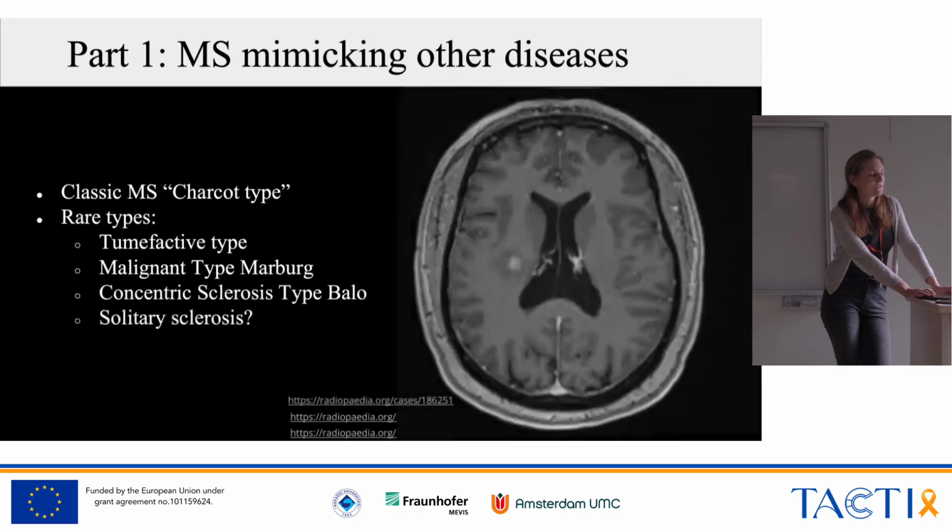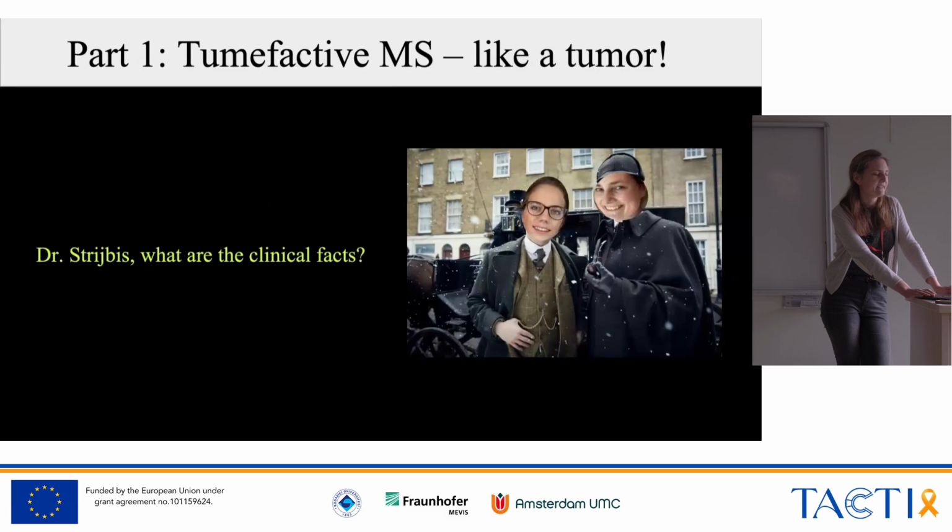And there's also the issue of solitary sclerosis, which is sometimes considered a subtype of MS, sometimes not. There are, in fact, different manifestations of MS that could look like a different entity, but are in fact MS. And because we have no time to look at all of them, we look at the tumefactive type, because this comes along quite frequently. Tumefactive MS, looking like a tumor.